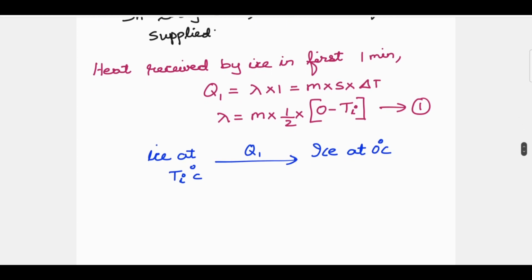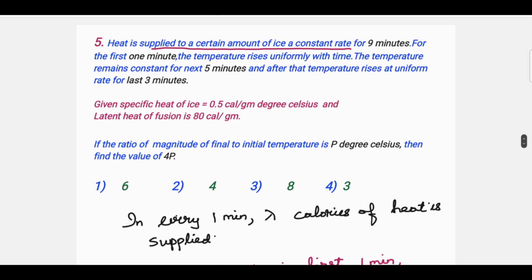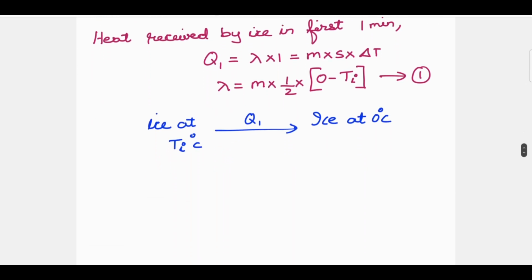Now ice is at 0 degrees Celsius. Now we have to think about the next 5 minutes. See the question. What is given in the question? The temperature remains constant for next 5 minutes. When temperature is constant means there is a state change or phase change. Ice is going to get converted to water. Ice at 0 degrees Celsius will now become water at 0 degrees Celsius. So we can write that.